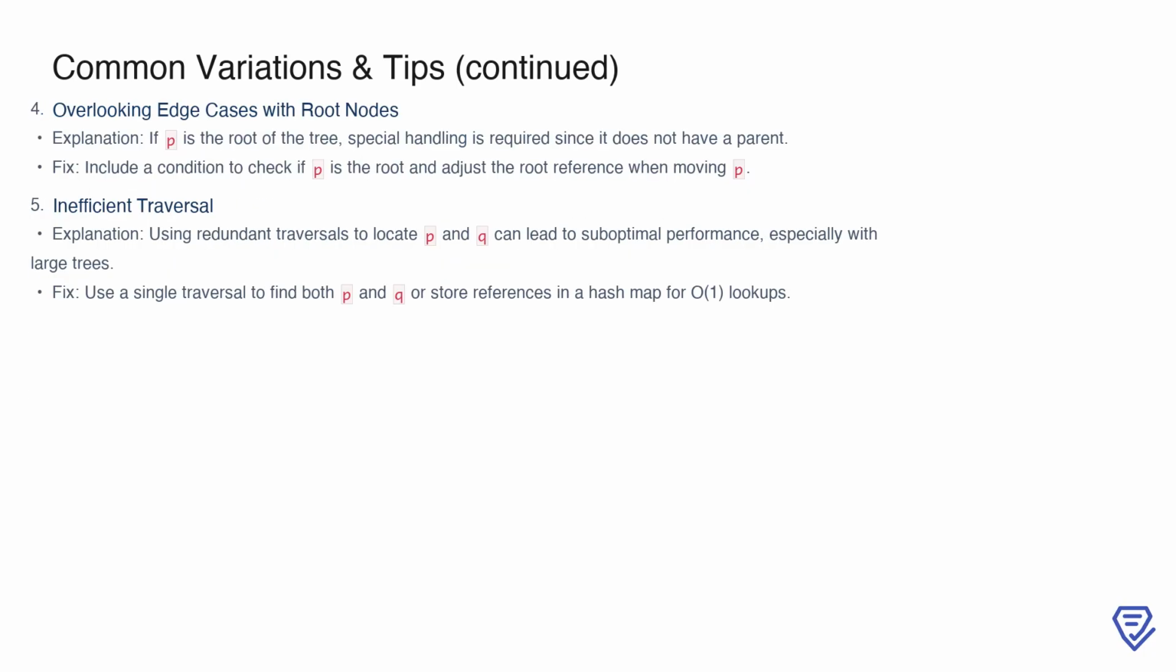Another common variation to be mindful of involves handling root nodes. If P is the root of the tree, it requires special handling since it doesn't have a parent. You need to include logic to check whether P is the root and appropriately update the root reference when moving it. Additionally, inefficient traversal is a frequent pitfall, particularly with large trees. Using multiple redundant traversals to locate P and Q can lead to suboptimal performance. Instead, you can optimize by using a single traversal to find both nodes or by pre-computing parent references in a hash map. This allows for O(1) lookups, significantly improving efficiency.